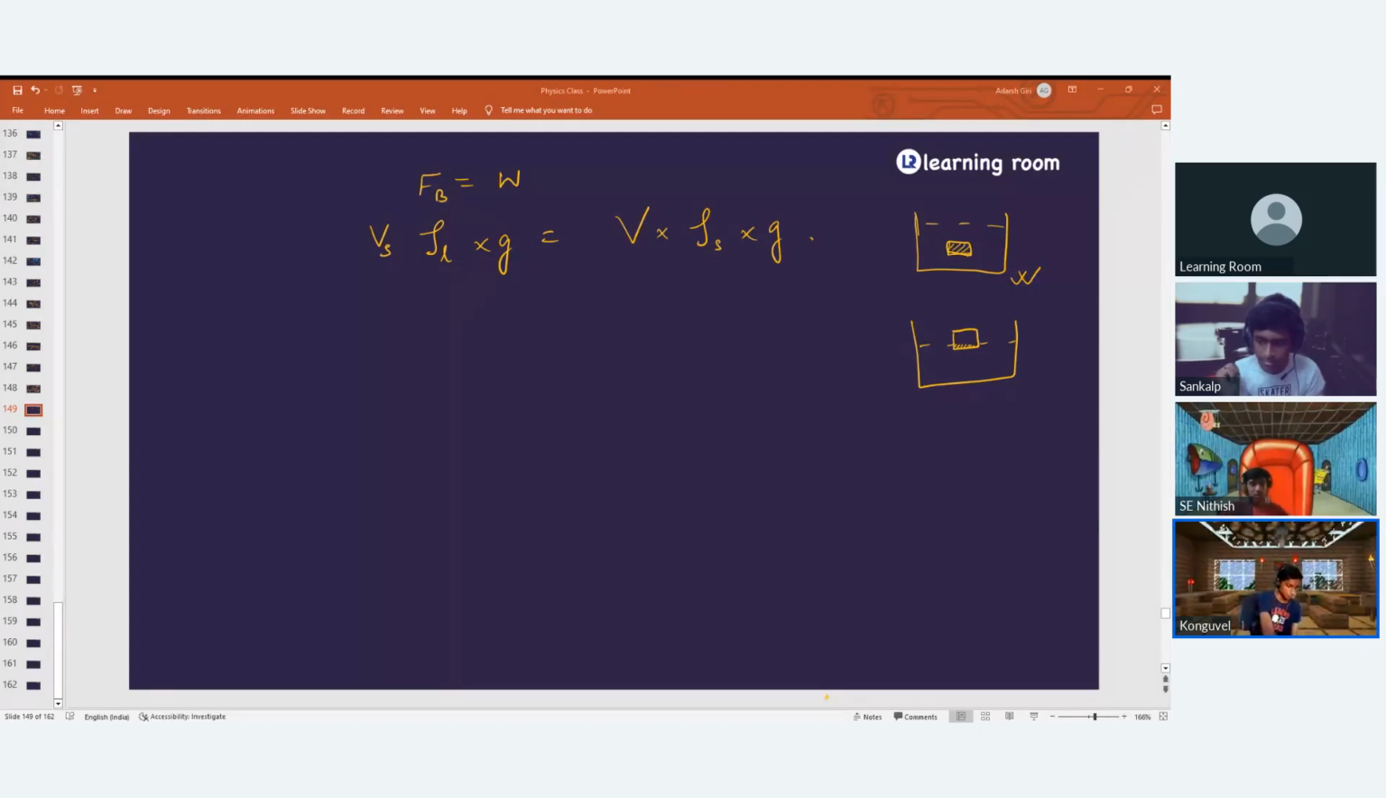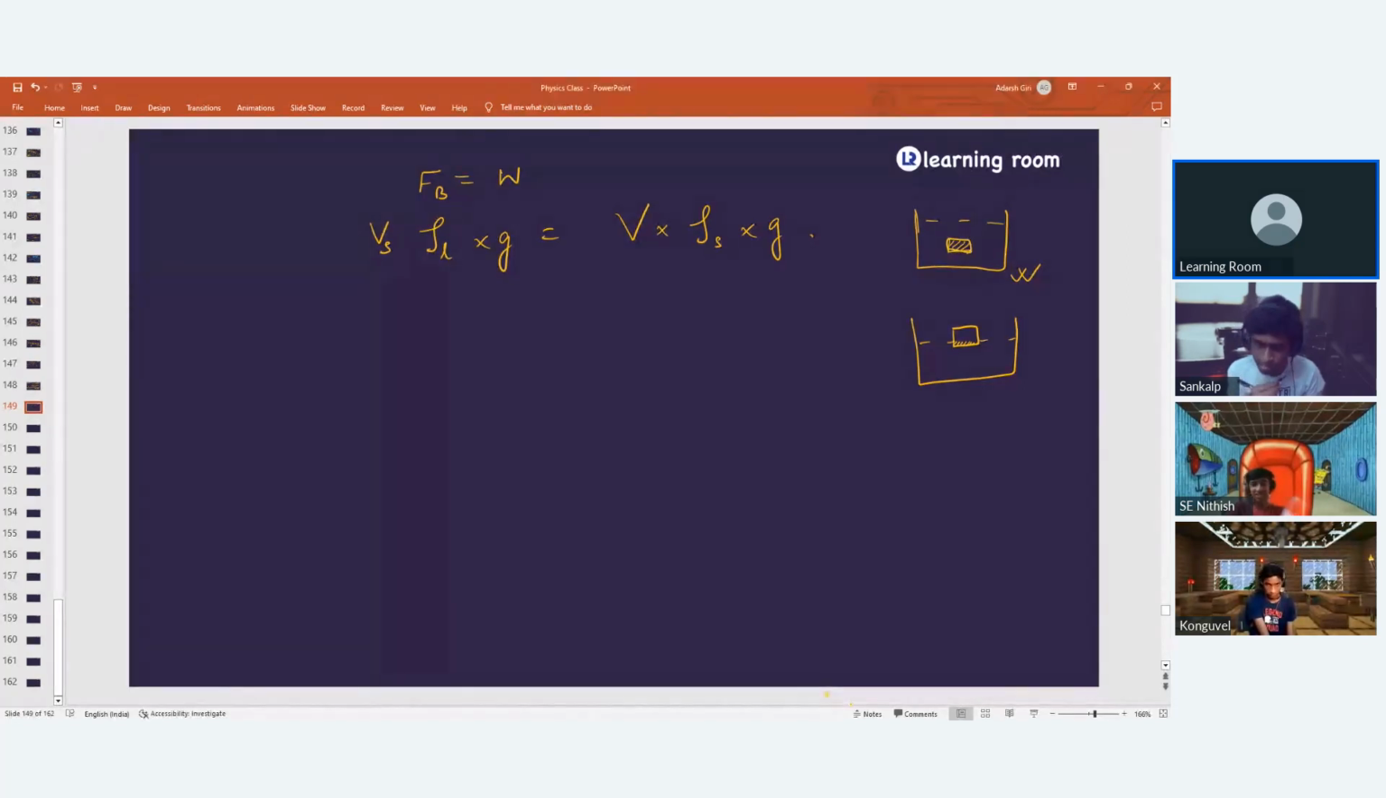How can you do that? How can you make something float on the top? How can you make something float in the middle? Listen here. Is this what you understand? Like you understood this part? Yes, sir.